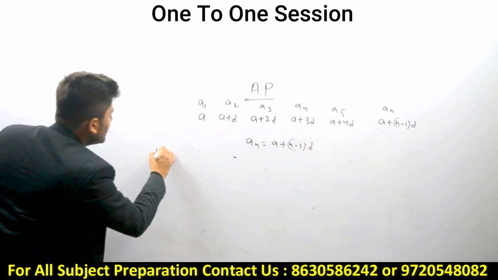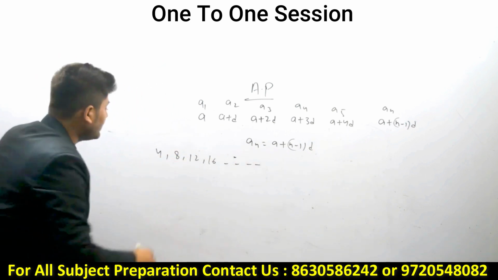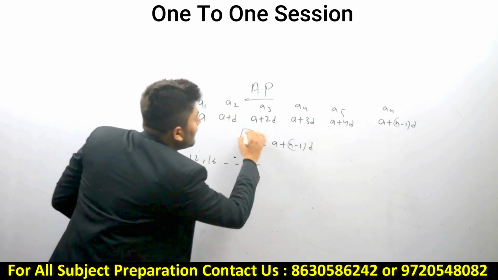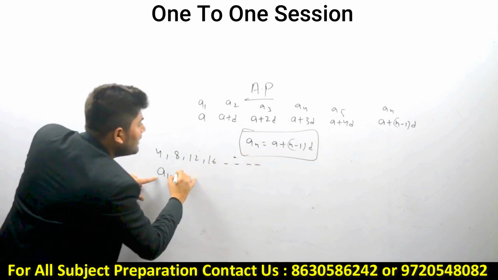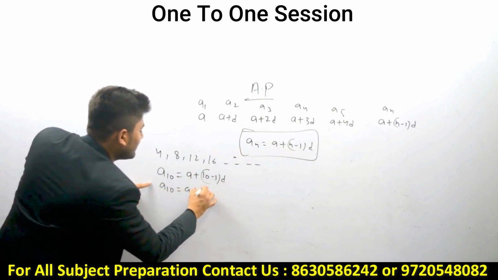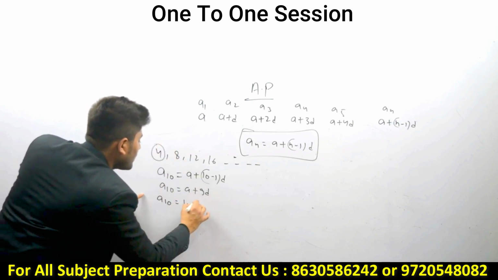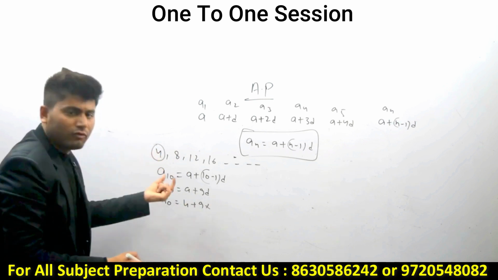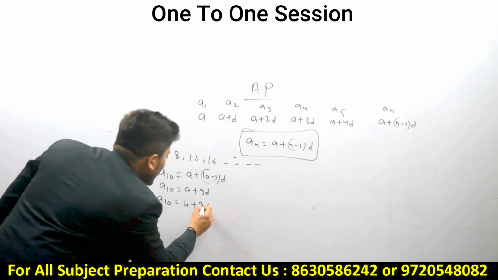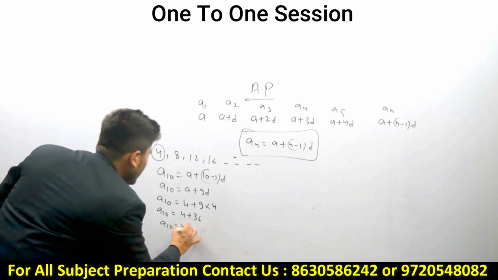Let's suppose you have a series 4, 8, 12, 16 and someone asks you to find the 10th term of this series. So you will do what? A10. You can put n as 10 in this formula: A plus 10 minus 1 into D. So A10 is equal to A plus 9D, right? And A is 4. The common difference you know: 8 minus 4 is 4. You can also find the common difference as 12 minus 8, that is also 4. So 9 into 4 is 36, and A10 is equal to 4 plus 36. So A10 is 40. Correct?